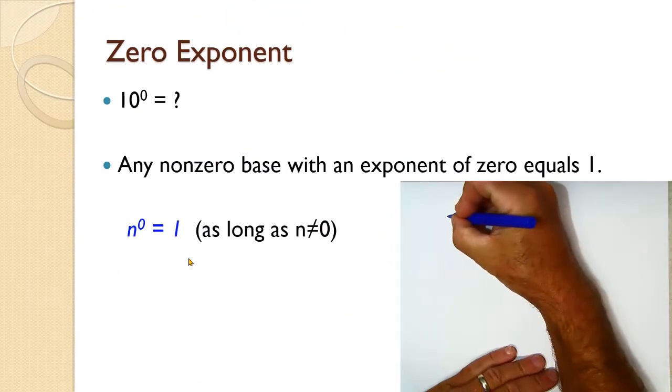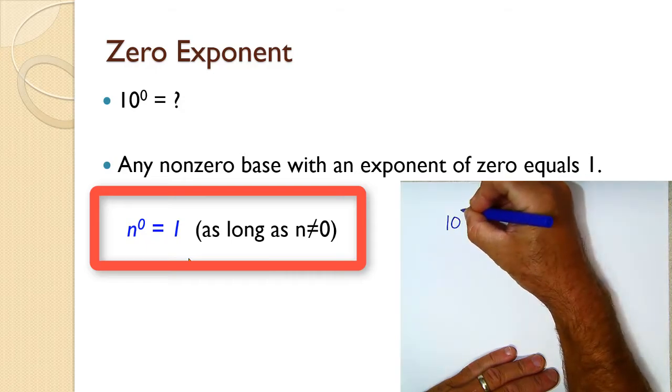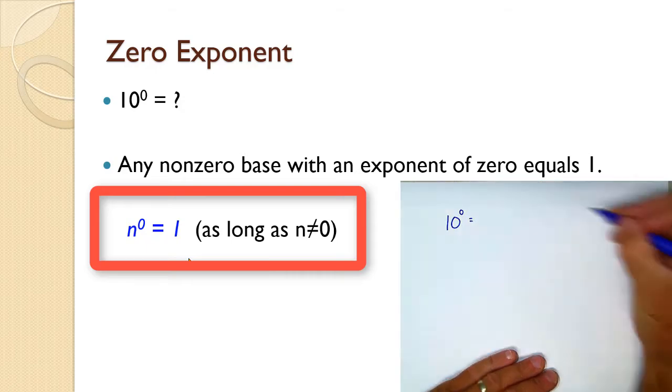Okay, our next one, a zero exponent. What is 10 to the 0 equal to?